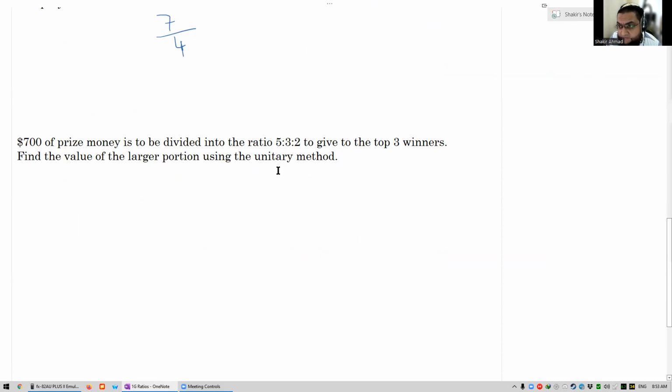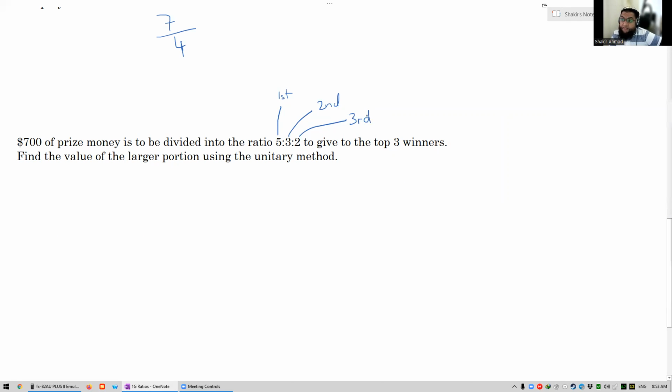So the last question for today before you guys get started with the work. $700 of prize money is to be divided into the ratio 5 to 3 to 2. What that means is to give the top 3 winners. So the first place prize might get 5 as first, and that's second, and this is third. So how much will each person get?